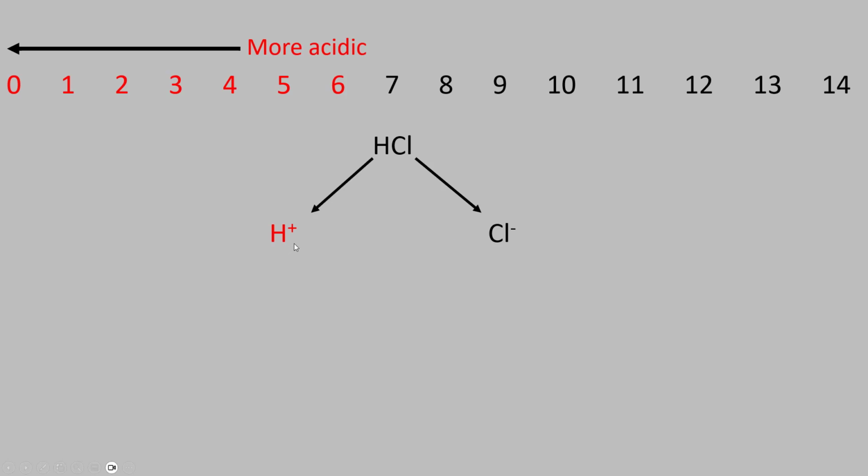The more acidic something is, the more H pluses it gives off. The more H plus, the lower the pH. The lower the pH, the more acidic something is. All right, so there's our pH scale again, 0 to 14. We said anything below 7 was an acid.